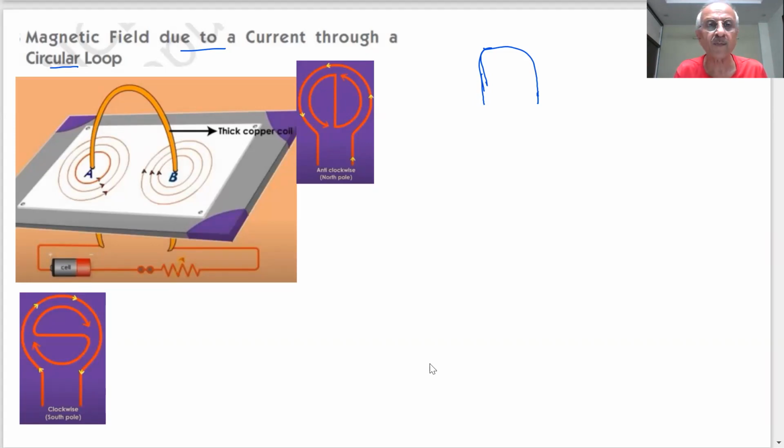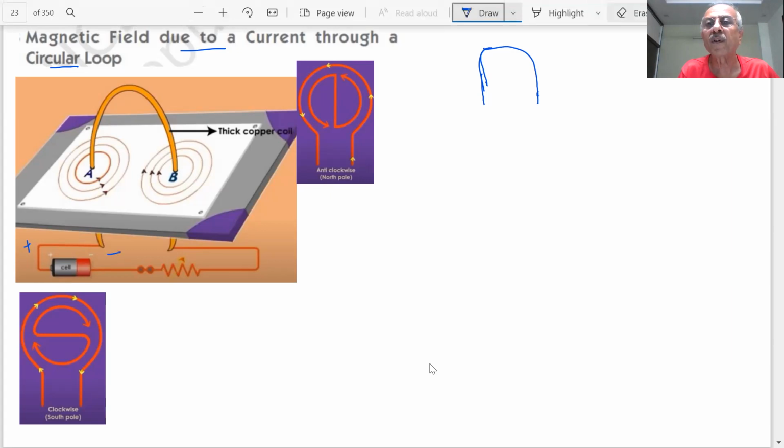So we can study this by using a cardboard, and this is our loop of copper wire or a metallic conductor. Here I am attaching a battery. This is plus and this is minus. So what will happen if I have some loop like this? Let me put it in a more simple way. This is my loop.